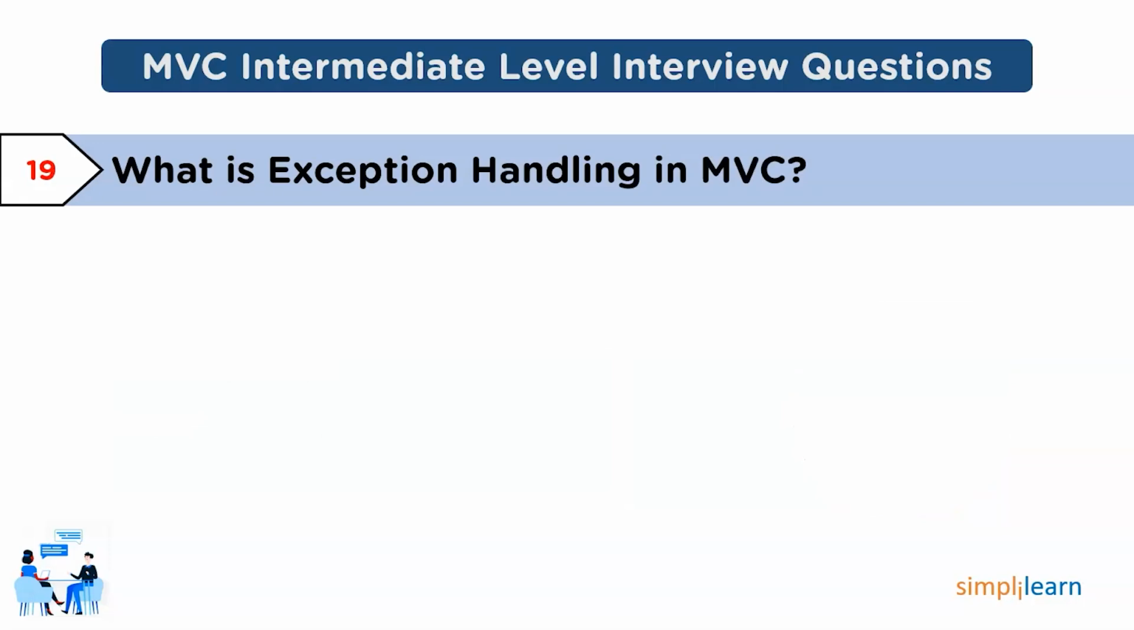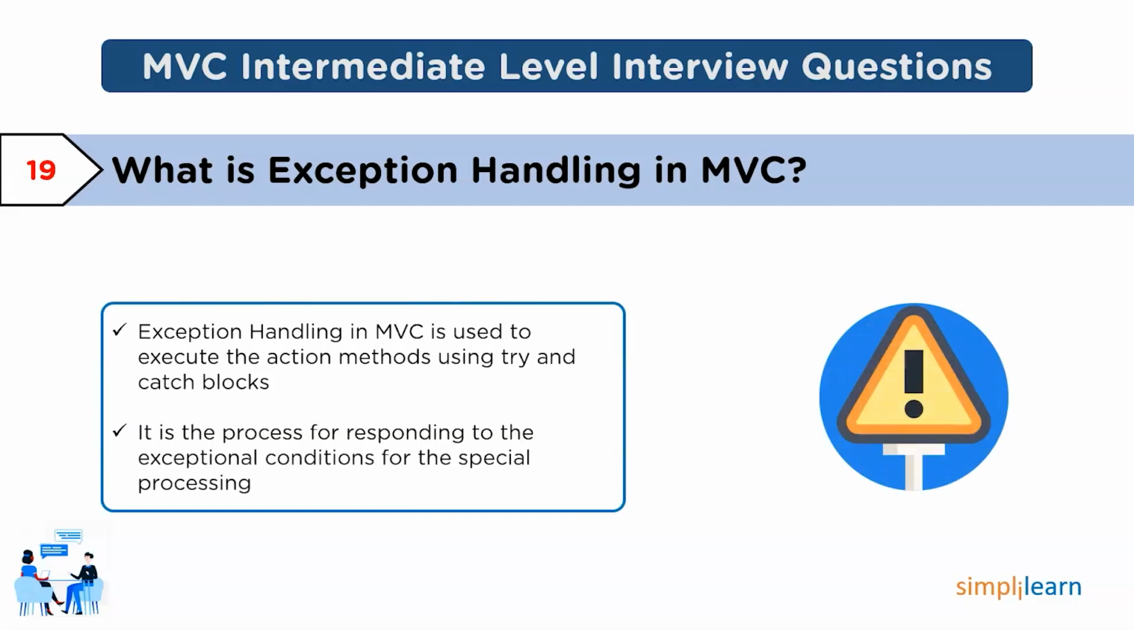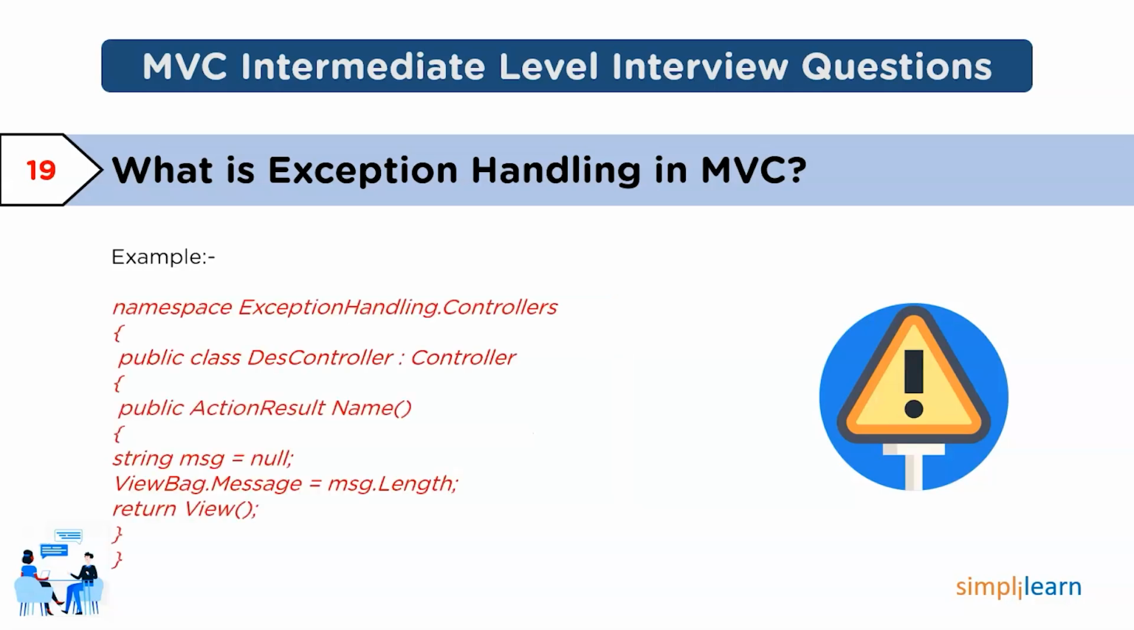What is exception handling in MVC? Exception handling in MVC is used to execute the action methods using try and catch blocks. It is the process for responding to the exceptional condition for the special processing. For example, here in this program, you will create an exception for the application that shows an error on the web page that displays a custom error message or custom error pages.